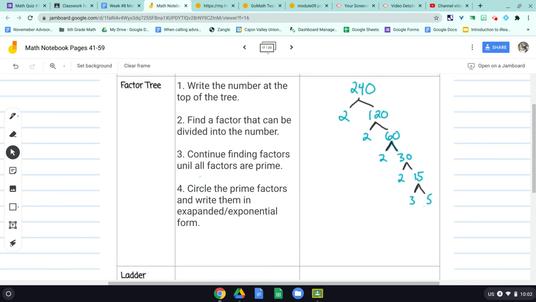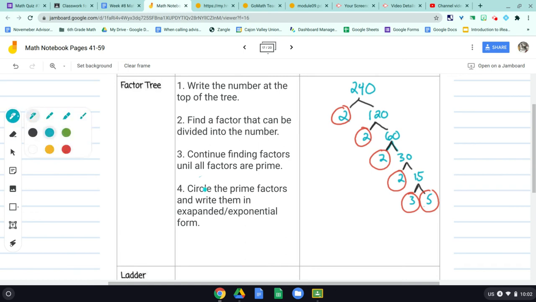Circle the prime factors and write them in expanded or exponential form. So I like to use a different color with this. I'm going to use red, and I'm going to circle all of the prime factors. These are all the numbers at the end of our branches on the factor tree. They can't be divided any further. And I'm just going to write them down below in expanded form.